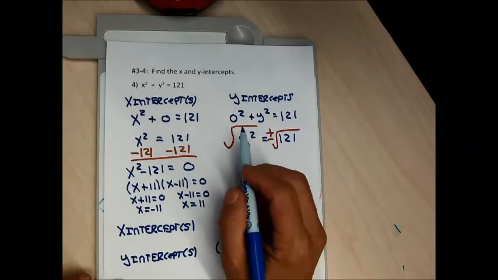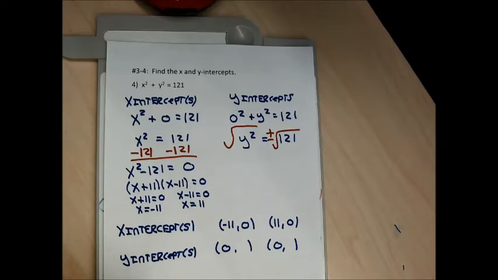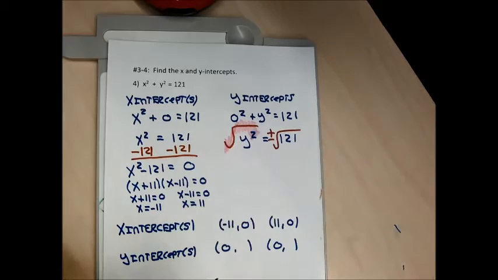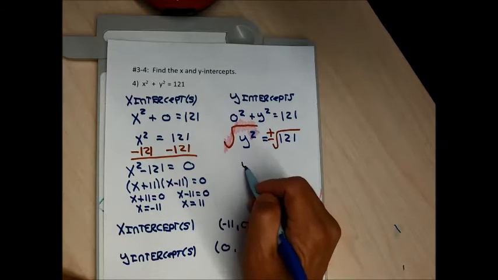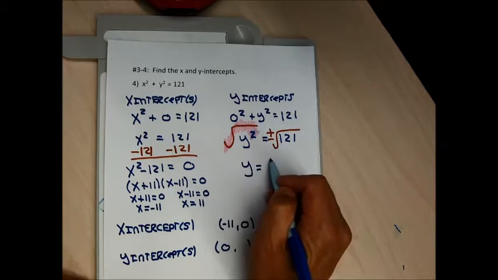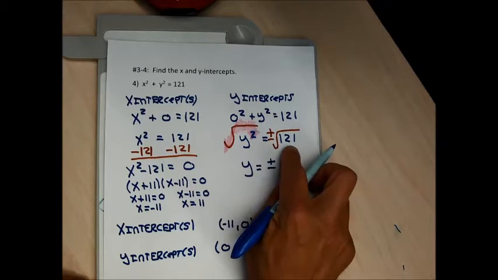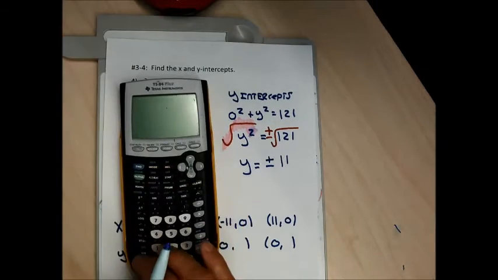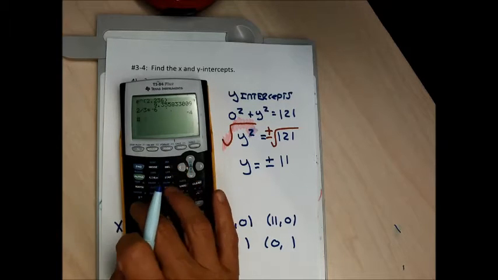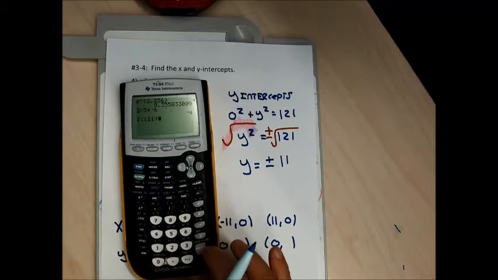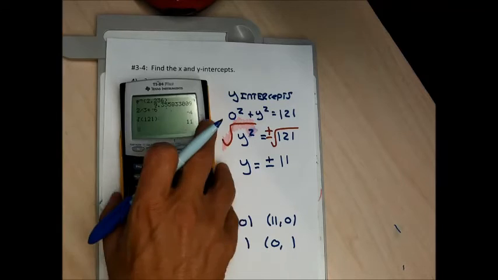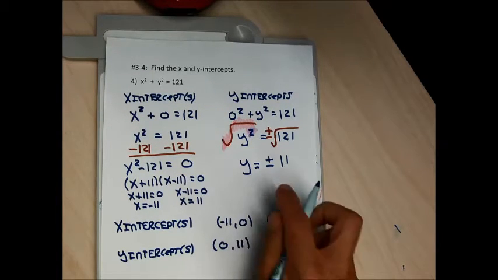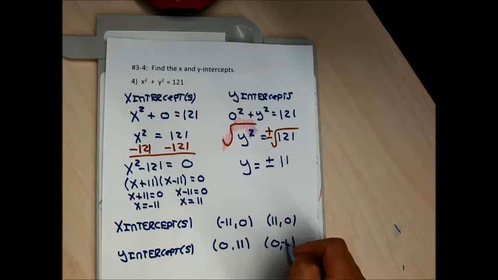So square rooting cancels out a square. On the left-hand side, the entire square root symbol and the entire square cancel out, and you're left with a y. On the right-hand side, the plus or minus sign doesn't go away, but the square root of 121 is equal to 11, which I know in my head, but if you didn't know that, you could just go to your calculator and do square root of 121, and it would tell you that it's 11. So I get two y-intercepts, 0, positive 11 and 0, negative 11.